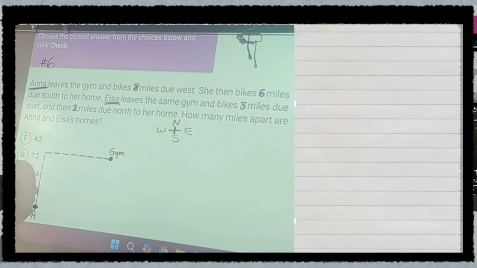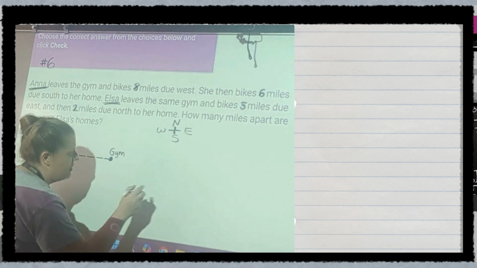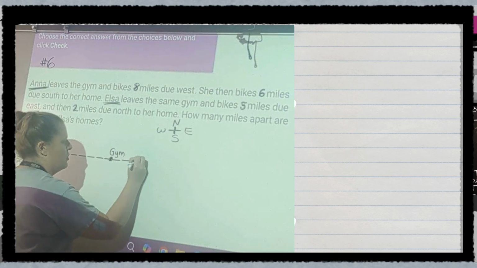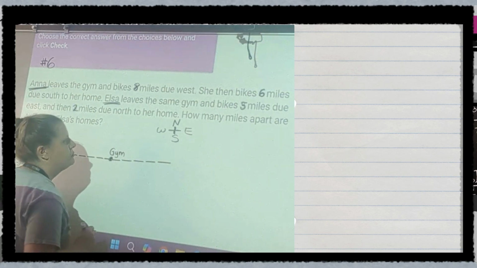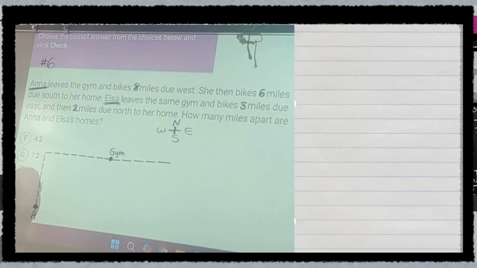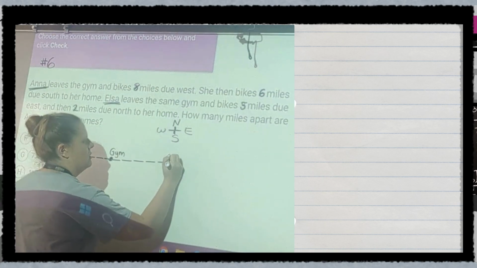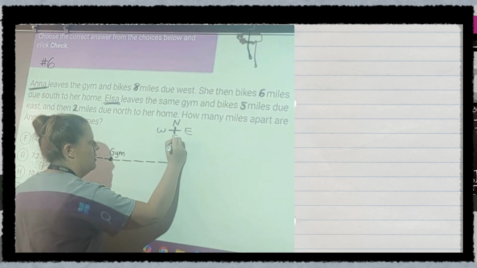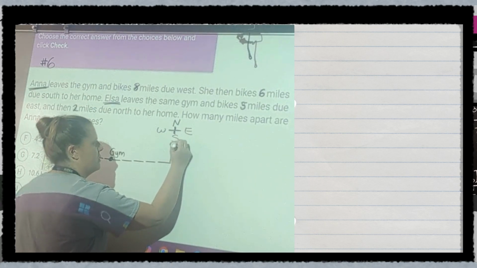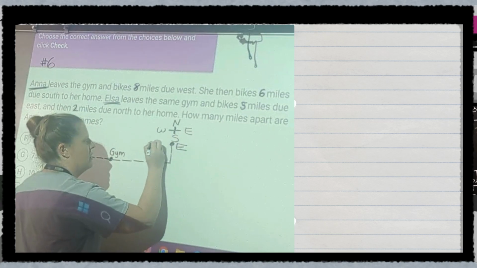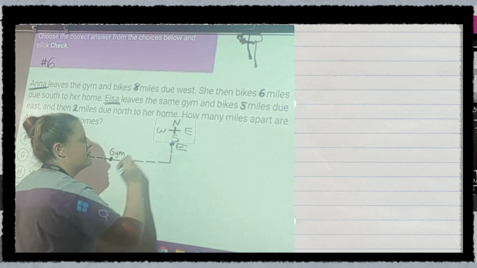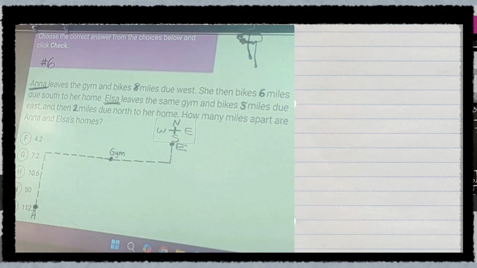Elsa leaves the same gym. She goes 5 miles east. That way. 1, 2, 3, 4, 5. And then she turns 2 miles. 1, 2, north. I ran into my coordinate plane. That's an E for Elsa. Oh my gosh, I ran into my directional. And that's where we're at.